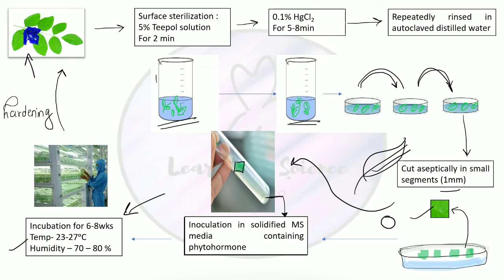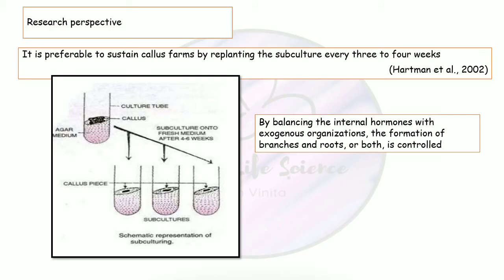Now I hope you understood the protocols and the principles as well. Now some points regarding the research perspective. I will mention the paper citation at the end of the slide. The first thing was given by Hartmann and colleagues in 2002. They stated that it is preferable to sustain callus cultures by subculturing every 3 to 4 weeks. For example, if you have successfully induced callus in your plant material, it is very important to subculture it at a particular interval, around every 3 to 4 weeks.